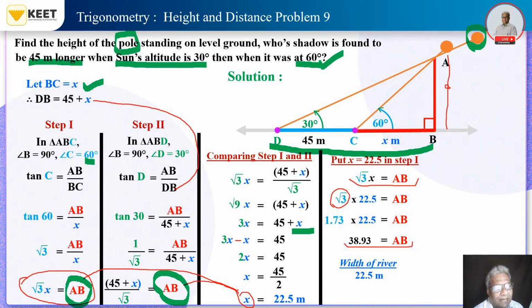Oh, sorry, the answer part is remaining here. The width of the river is not connected to this problem, it is from somewhere else. And the height of the pole, this you have to take and keep here. This other part is not there, just rub it out. So this was some other problem.